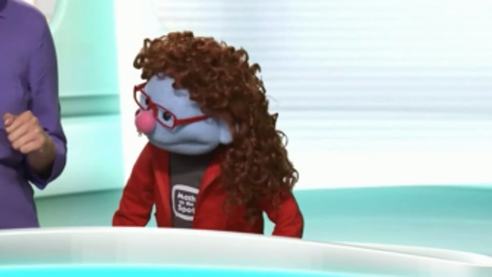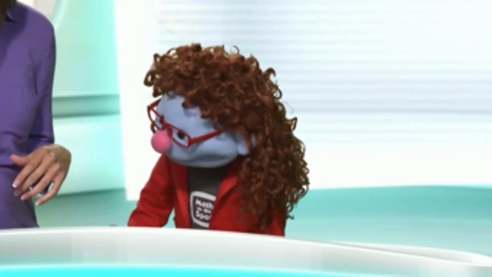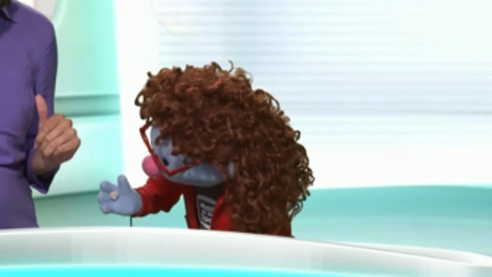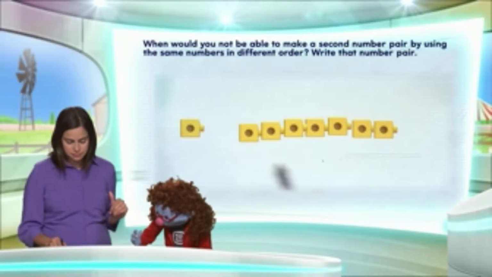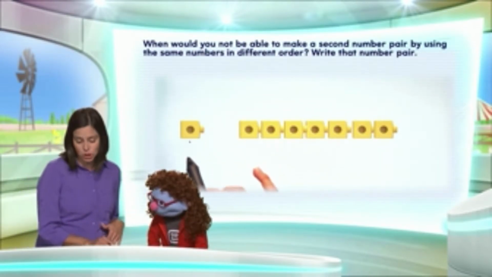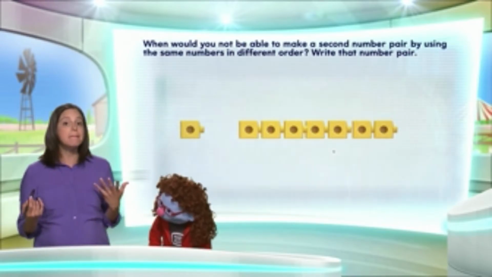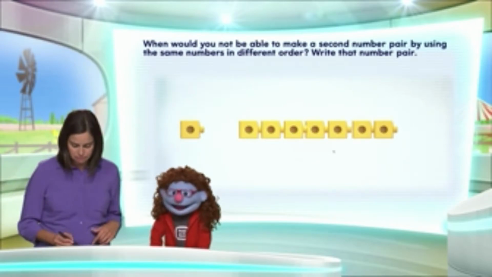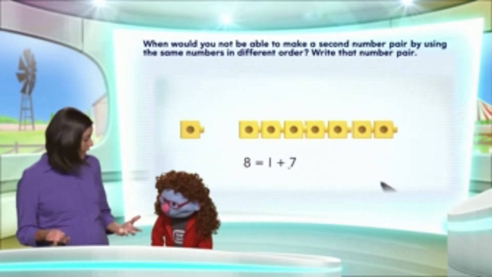I'm going to start with 1 connecting cube and then place the remaining cubes right here on this side. So we have 1 connecting cube right there, and 7 connecting cubes. Well, that makes 8. So 8 is equal to 1 plus 7.